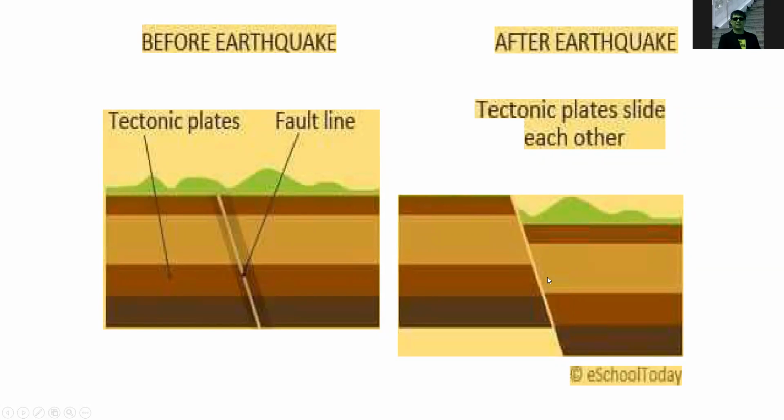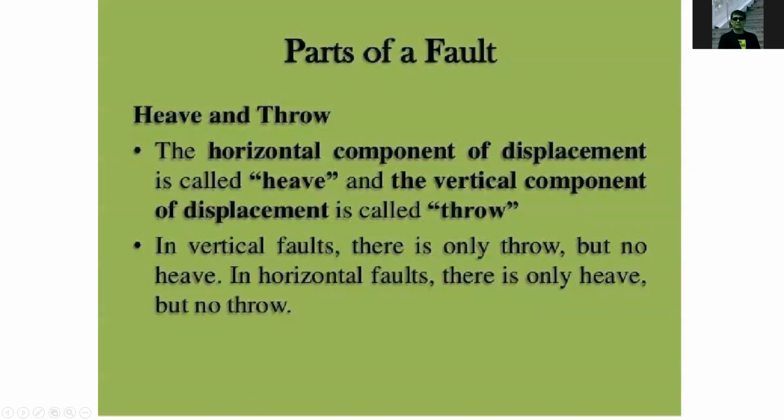So parts of a fault, we have the heave and the throw. The horizontal component of displacement is called the heave, and the vertical component of displacement is called the throw. In vertical faults, there is only throw but no heave. In horizontal faults, there is only heave but no throw.